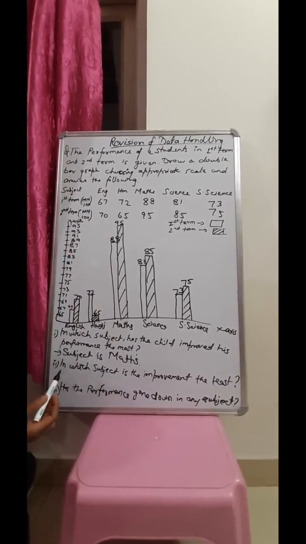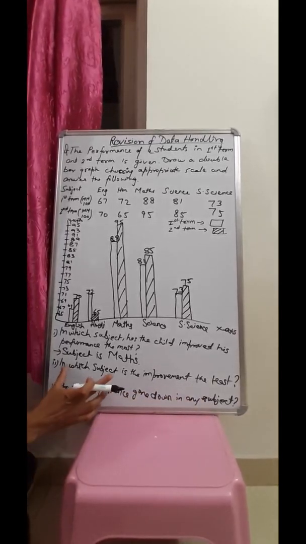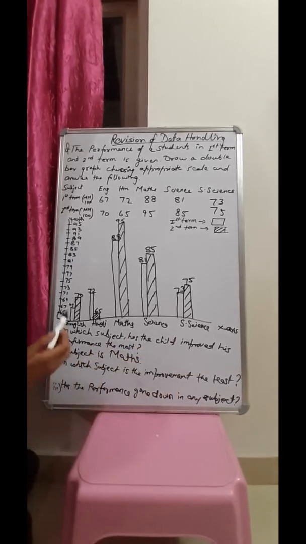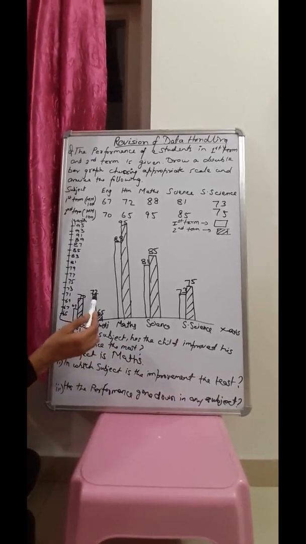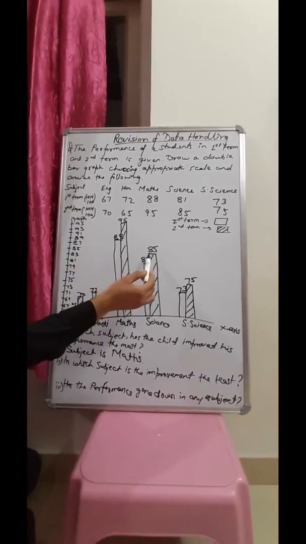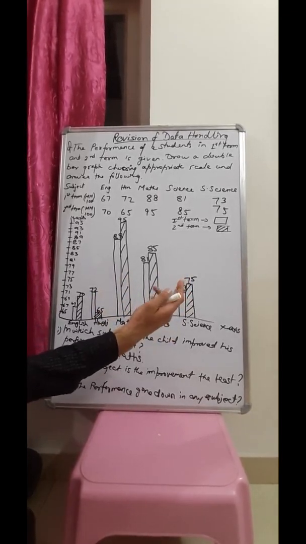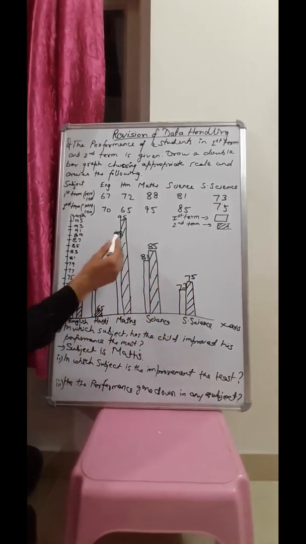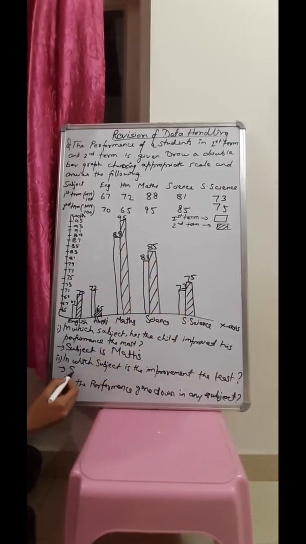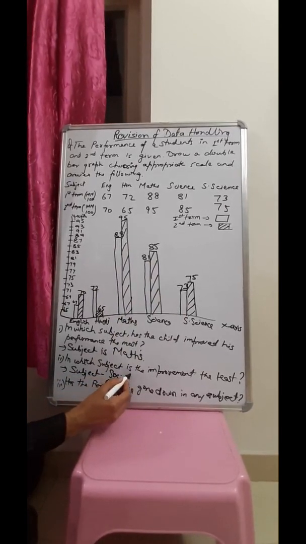Now the second part is, in which subject is the improvement the least? So we have to tell the name of the subject where the improvement is least. सबसे कम improvement किस subject में हुई है? यहाँ पे 3 हुई है, यहाँ पे तो नीचे गिरी है, इसको लेने की जरूरत नहीं है. यहाँ पे 7 हुई है. Here the performance is of about 4. Here the performance is of 2 marks. So here 3, here 7, here 4, and here it is only 2. So that means the subject name is social science.